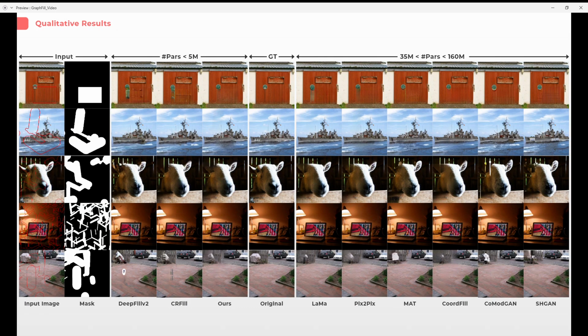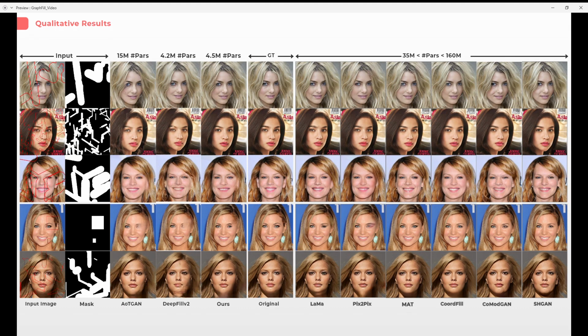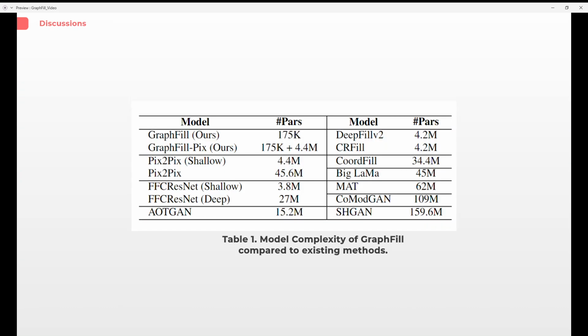In this slide, we present results obtained by our approach on the Places dataset, along with state-of-the-art methods. The results on the CelebA dataset are shown along with other state-of-the-art methods. Our proposed network achieves competitive results even with a substantially lower number of learnable parameters than heavyweight existing methods.